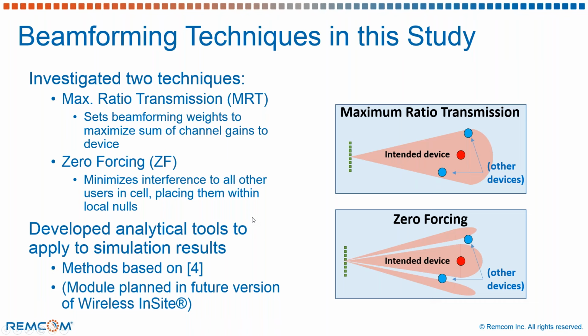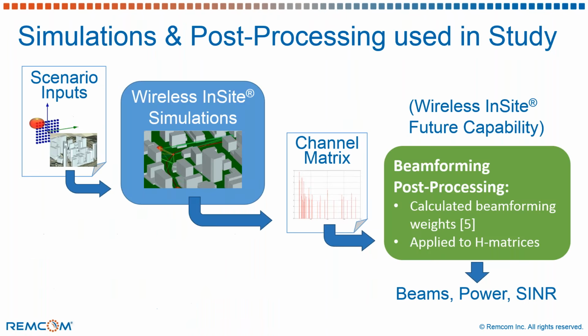For this study, we developed some analytical tools and applied them to the simulation results. And these tools are essentially a preview of future capabilities that are planned in the roadmap for Wireless InSite. So in this diagram we have the inputs to the scenario, the antenna array, the urban geometry. We perform Wireless InSite simulations. These generate what's known as a complex channel matrix, and then we performed beamforming post-processing on these to calculate beamforming weights and calculate the beams, the power, and the signal to interference plus noise for all of our devices in our scene.